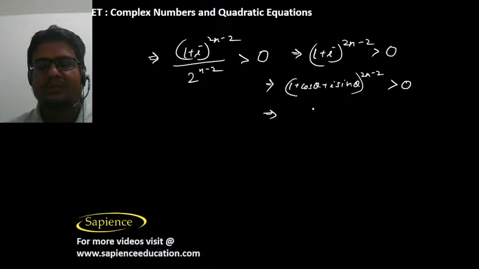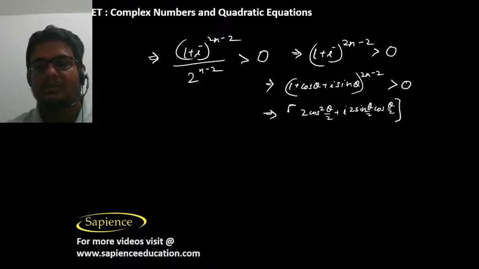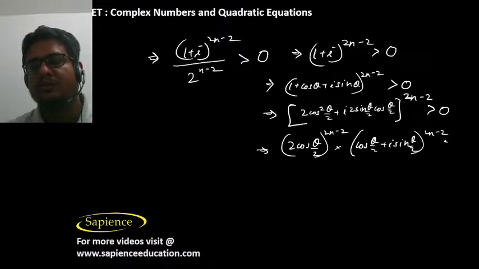1 plus cos theta, so this is 2 cos square theta by 2 plus i times 2 sin theta by 2 into cos theta by 2. So this will be (2 ...) whole power 2n minus 2 that should be greater than 0. So from here, 2 cos theta by 2 I can take as common, whole power 2n minus 2 into cos theta by 2 plus i sin theta by 2, whole power 2n minus 2, that should be greater than 0.